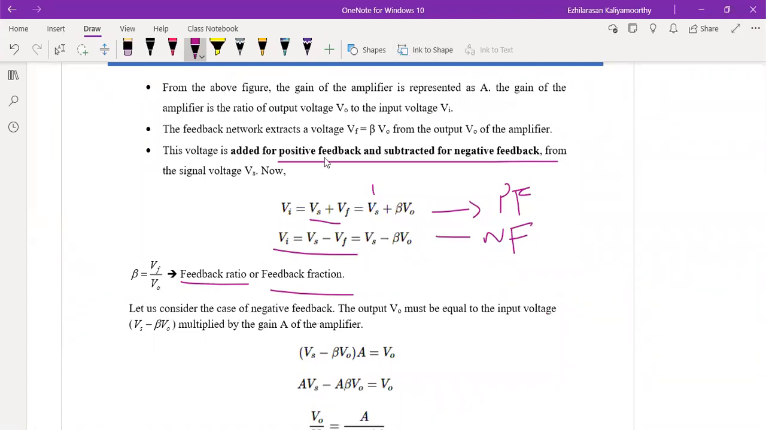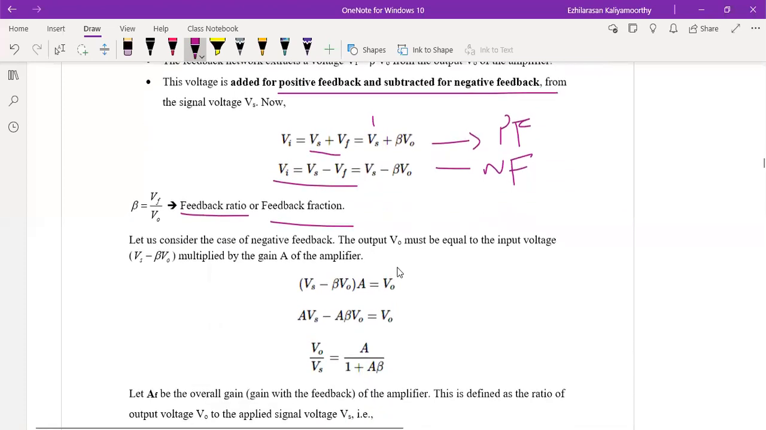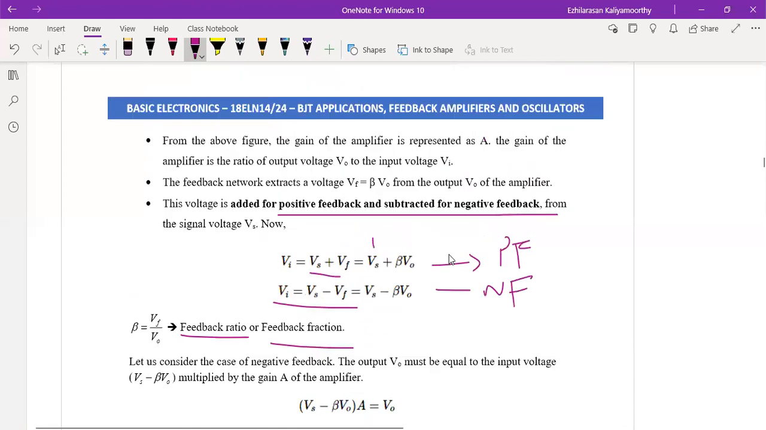Now let us consider negative feedback, because for feedback amplifiers we normally consider only negative feedback. The output V naught must be equal to the input voltage multiplied by the gain A of the amplifier. Now let us find V naught.